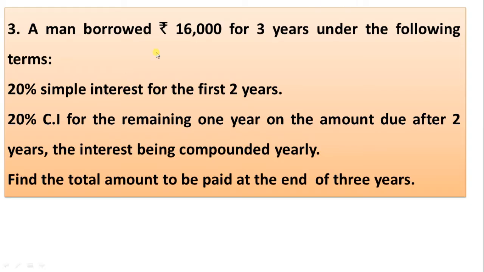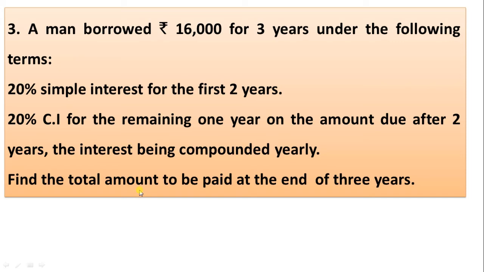Question number 3. A man borrowed rupees 16,000 for 3 years under the following terms: 20% simple interest for the first 2 years, and 20% compound interest for the remaining 1 year on the amount due after 2 years, the interest being compounded yearly. Find the total amount to be paid at the end of 3 years.